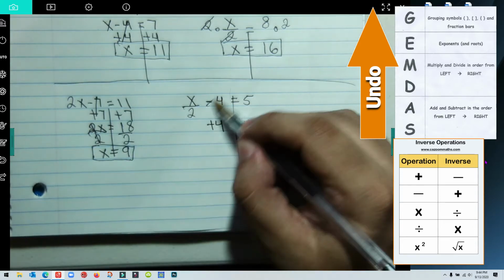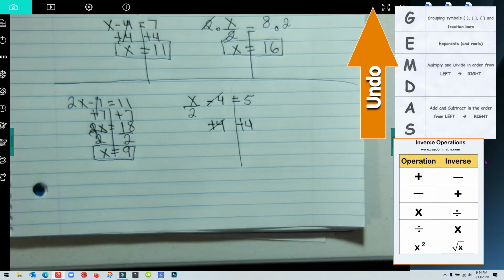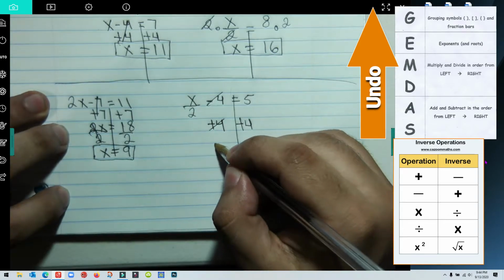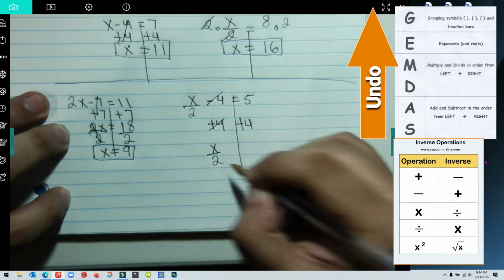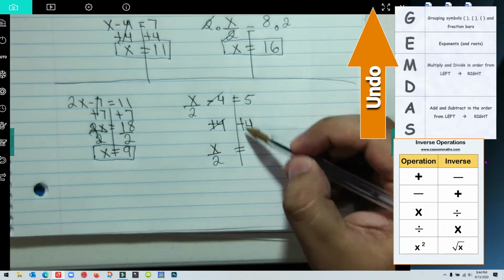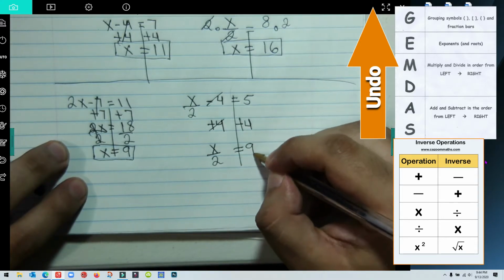Now these guys cancel out. And I'm left with just x divided by 2 is equal to 5 plus 4 is 9.